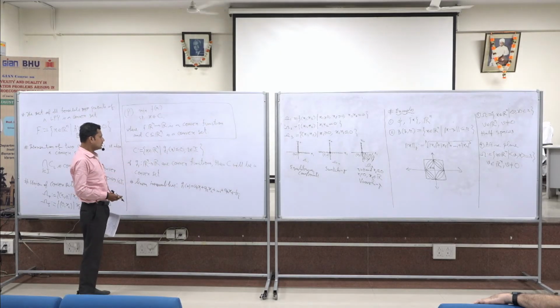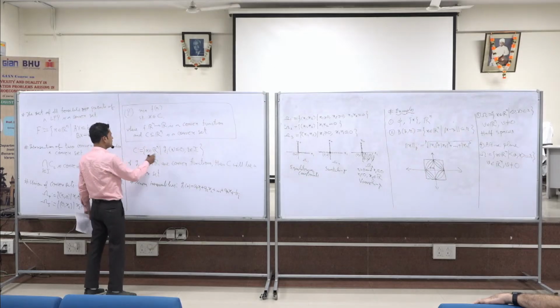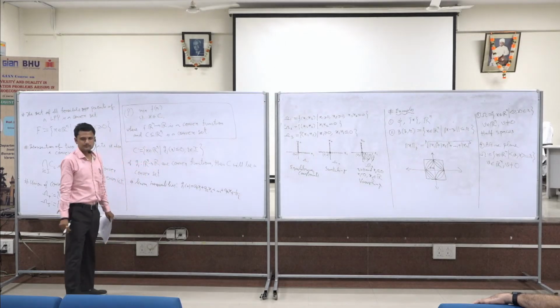So if we have gi(x), we have to show that this set is a convex set.